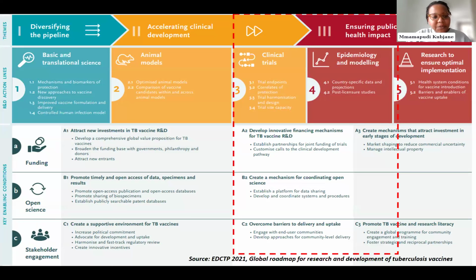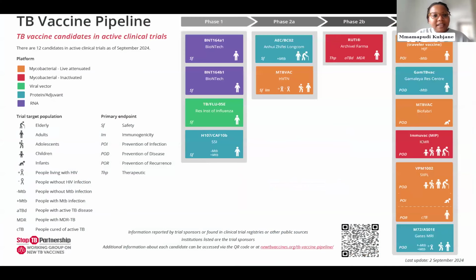And obviously this also involves other key enabling individuals such as the funders and the stakeholders, including such groups as immunization groups and also advisory groups and also national ministries of TB and health in general.